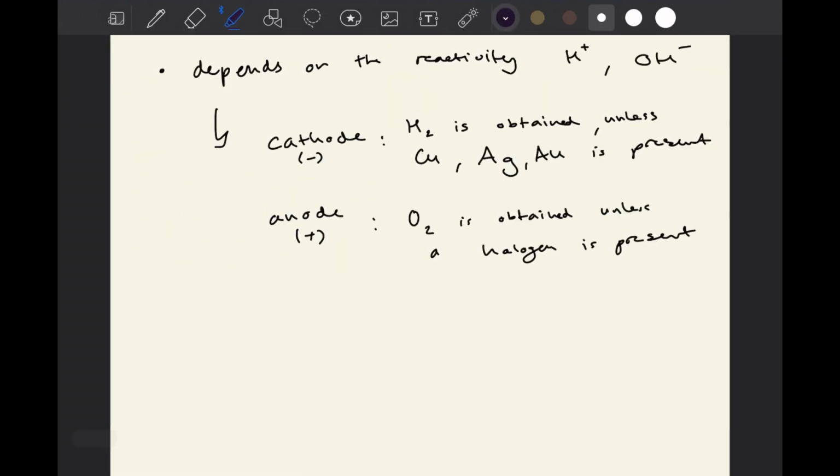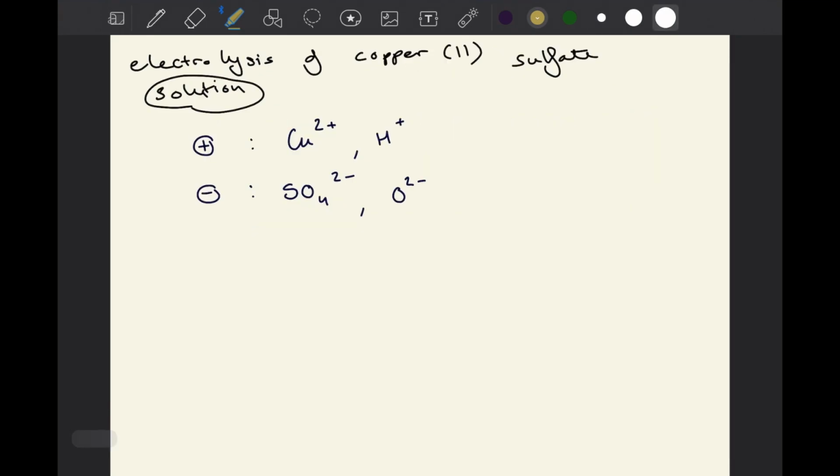And if we look back here, once again, I must remind you that this is all based on the reactivity of the elements. And over here, we see that we have copper and hydrogen. If we refer back to that, we remember that copper wins over hydrogen. So that means that our product is going to be copper. So copper travels to the cathode. So this is what we obtain at the cathode. Hydrogen is then left over.